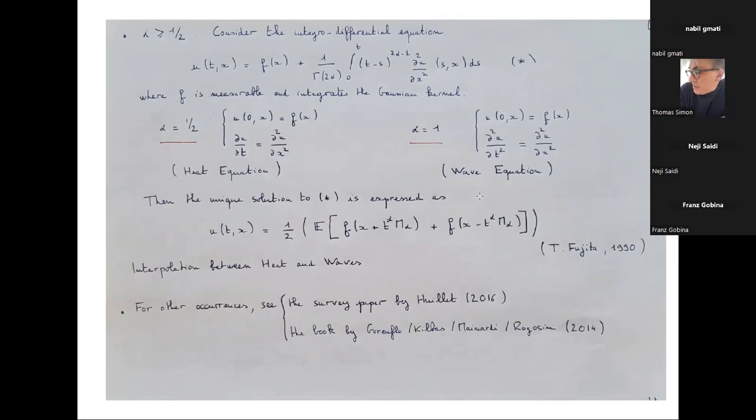And for generalizations of the integral differential equation I was just mentioning, you should look at the book by Gorenflo, Kilbas, Mainardi, and Rogosin, who are interested in physical interpretations of this random variable. And the physical equations lying behind are generalizations of the integral differential equation of Fujita. Next slide, please.